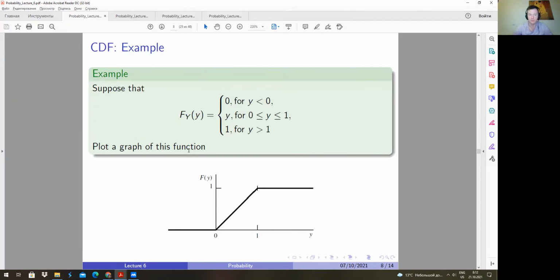And if you want to plot a graph of this function, we have something like this. It's a horizontal line from minus infinity to 0, then it increases. So it's a 45-degree line from 0 to 1, and then it's also constant for this interval. Just one example of a CDF.